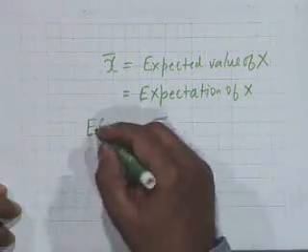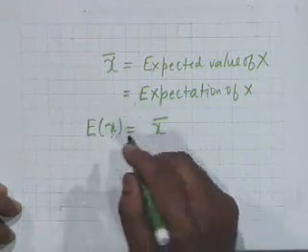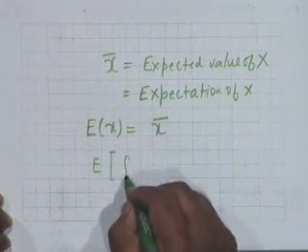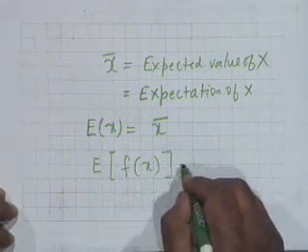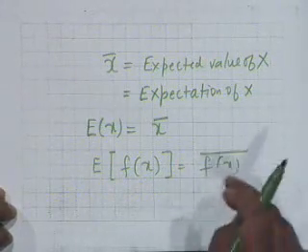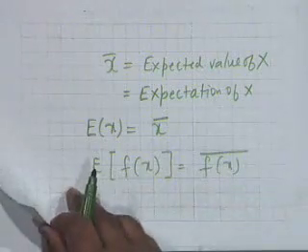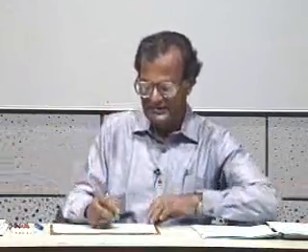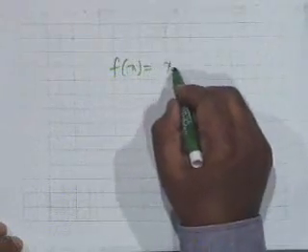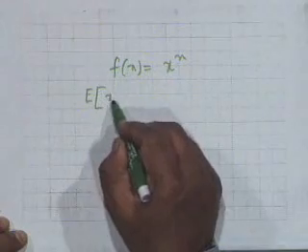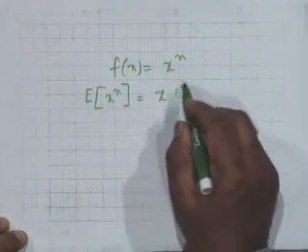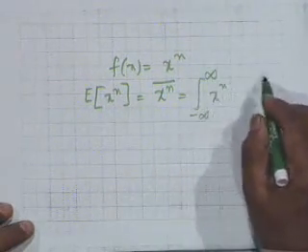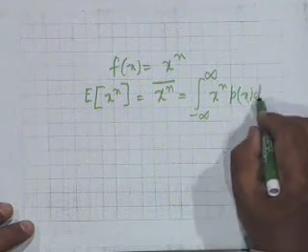E of x, this E is an operator, it is not a functional form, it is an operator operating on x, gives you x bar. In a similar manner, if the expectation operator operates on f of x, then we get f of x bar. This bar is over the ensemble, and one of the very important cases of f of x is x to the power n. Suppose f of x is x to the power n, then E of x to the power n, where n is an integer, which is equal to x to the power n bar, is given by the integral from minus infinity to infinity of x to the n p of x dx.